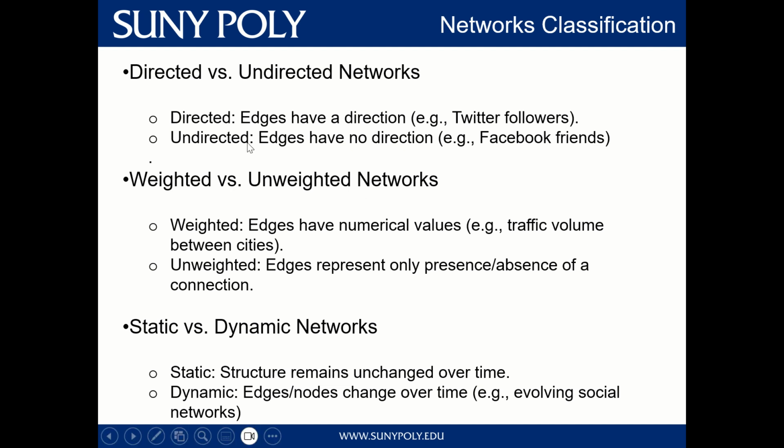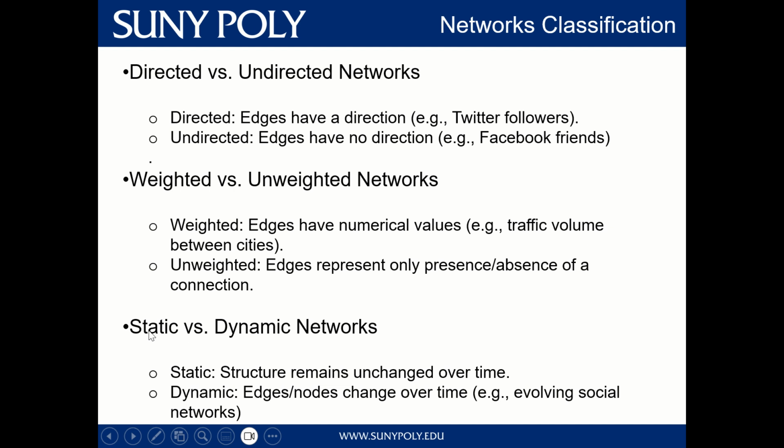But in other cases, it's undirected. For example, in Facebook, if you're a friend, it's both ways. It's not like you follow someone, no, you're a friend. There is no direction. It's whether there is a link or not. In some cases, we will have weighted or unweighted networks. This means that the links have a property. For example, if we talk about the distance or the cost to connect two nodes, then it's weighted.